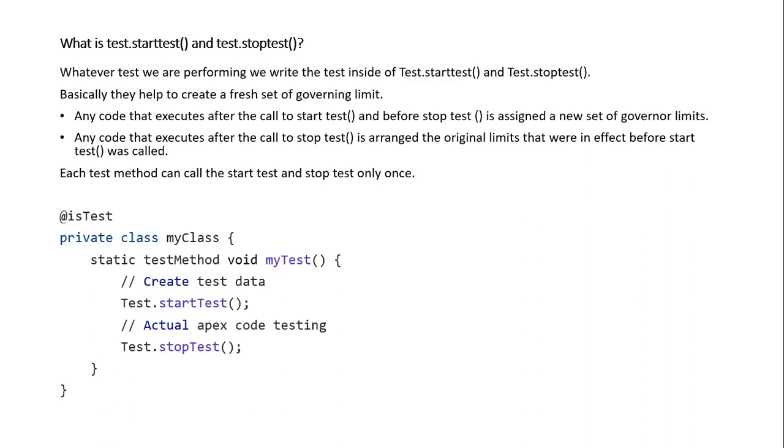Whatever test we are performing, it is better to write inside the startTest and stopTest methods. Here are the advantages. Any code that executes after the call to startTest and before stopTest is assigned a new set of governor limits. Also, any code that executes after the call to stopTest is assigned the original limits that were in effect before startTest was called. Like in the main class, it will start again from where it stopped with the governor limits. Here is the example I have written.